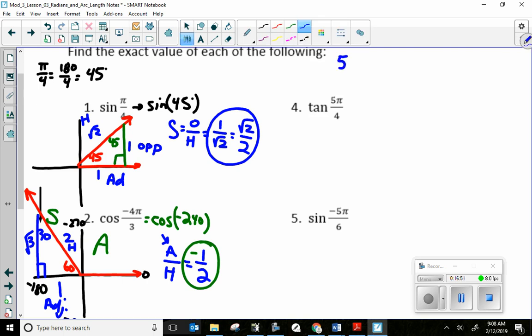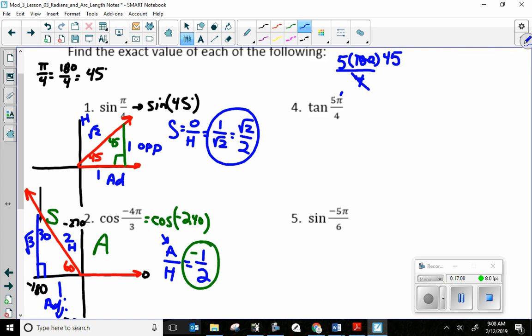Now, here we go. 5 times pi. Pi is 180 over 4. 4 goes into 180, 45 times. I almost said 45. No, wait, divided by 4. It is 45. I'll be okay.